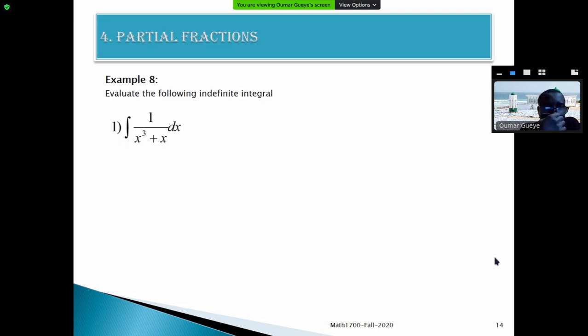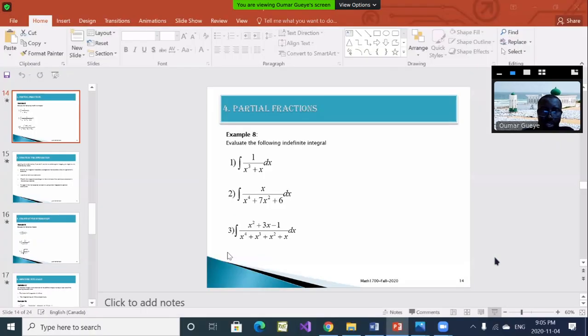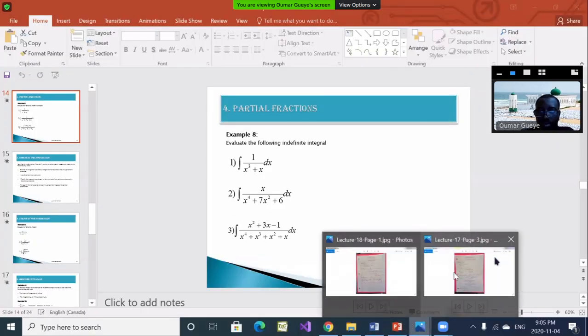Okay, and in the first example we have the integral of 1 over x cubed plus x to solve. You notice this is a polynomial function of degree 0, and this is a polynomial function of degree 3. It means the two conditions that we've seen yesterday are satisfied. You always have to verify if the two conditions are satisfied. Otherwise, if the second one is unsatisfied, you need to use the long division that we've seen yesterday. All right, so let's see how to solve this one.